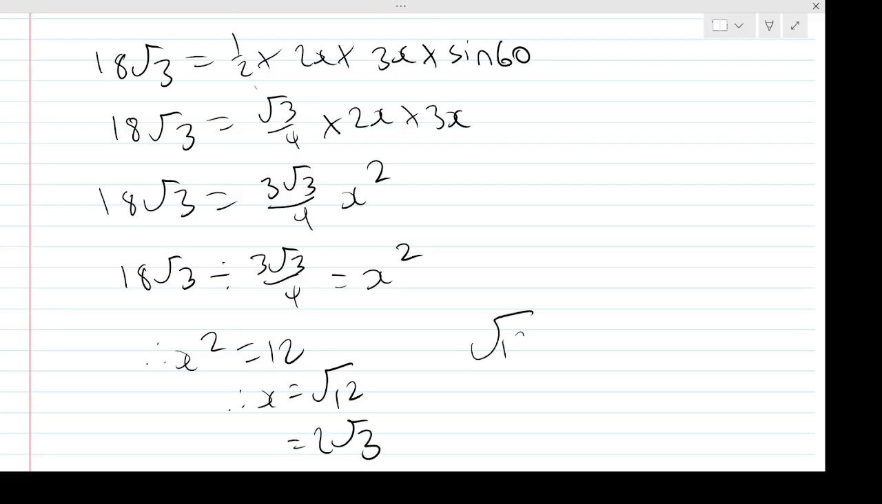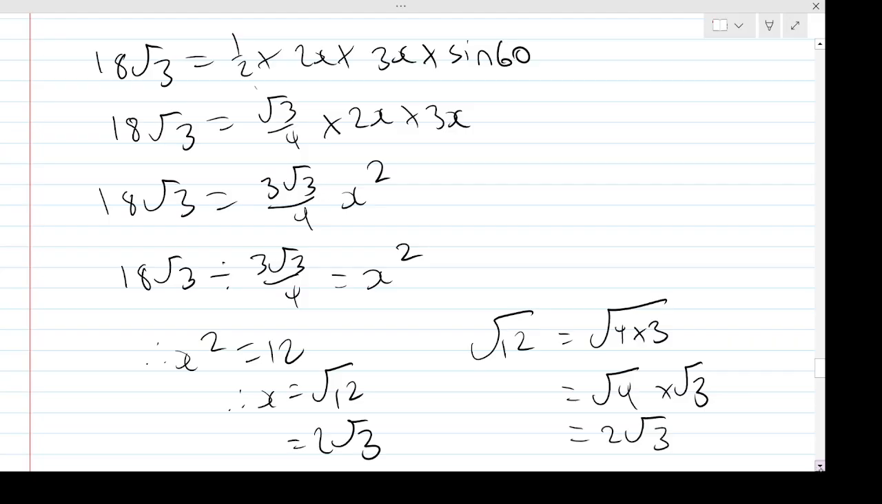Because root 12, again, we could split that up. If we look for a square factor of 12, so 1, 4, 9, 16, and so on, well, 4 goes into 12, so it's root 4 times 3. And remember, we can split up a product inside a third like this, individually. That's a third rule we looked at earlier. And then root 4 is just 2, so root 12 is 2 root 3. So there we are, we get the answer.